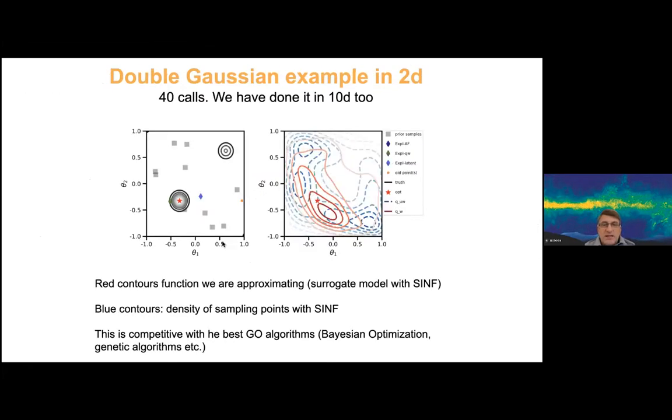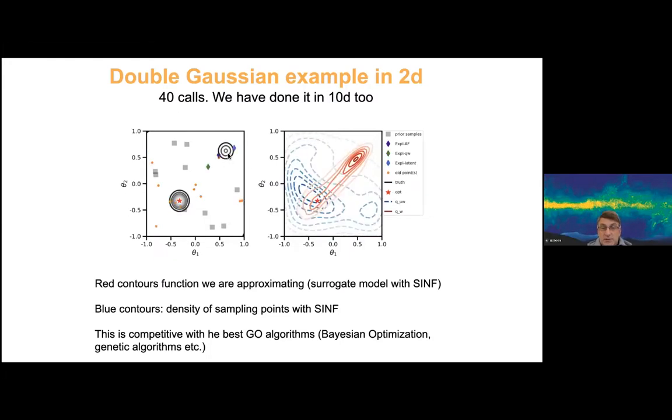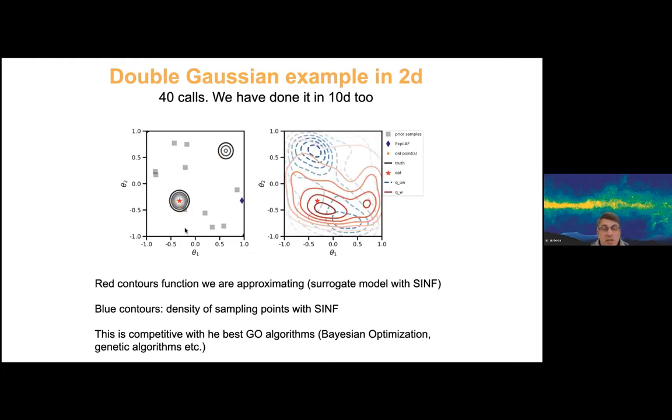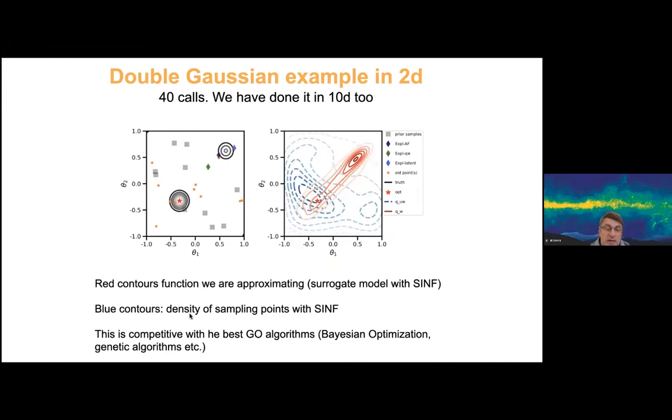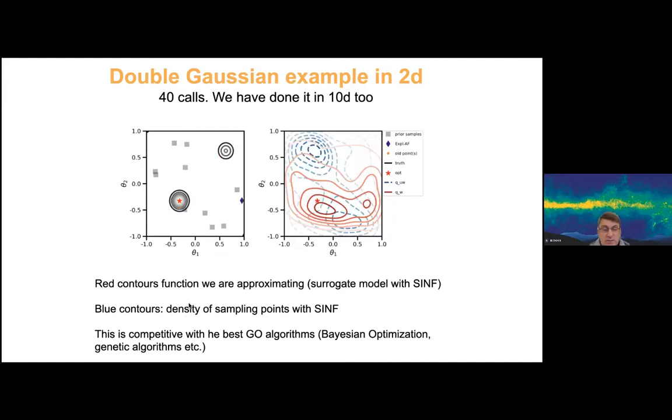So let's see, there's another problem, which is a double Gaussian, similar idea. And again, here we were using 40 calls to converge. In this case, this is a higher peak. There are two Gaussians. It explores both for a while, right? And then it decides, okay, I'm going to just keep on doing this one because the other one is not interesting. And that's exactly what it does here when we go to higher beta numbers. So this is competitive with the best global optimization algorithms, such as Bayesian optimization, genetic algorithms, and so on.